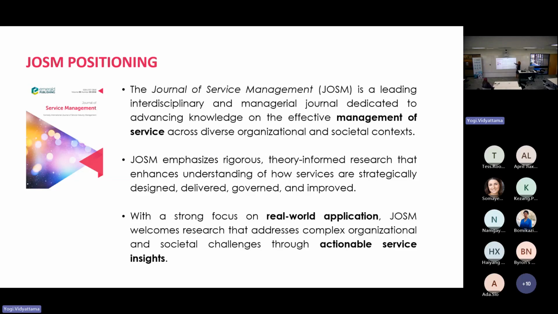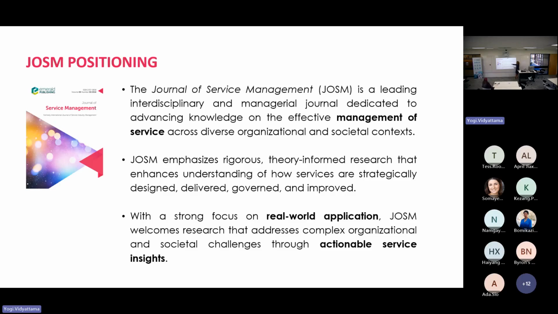So as a journal, we want to be interdisciplinary, but also a managerially relevant journal dedicated to advancing the knowledge of effective management of service. So we're looking at the management side of things, the company, the organization side of things, as opposed to more of the customer and consumer side of things. Not to say that we don't accept customer and consumer type of papers, but they need to have some sort of managerial implications for organizations.